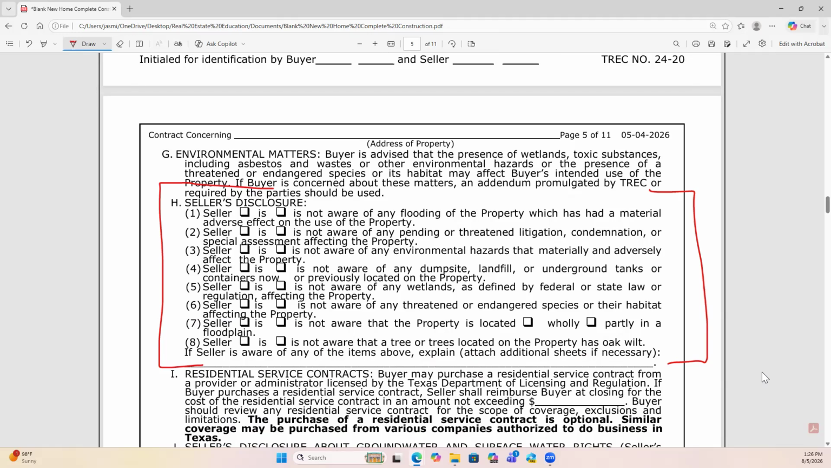Do you know if there's any flooding? Is this home in any type of flood zone? Is it in a flood plain? Is this by a dump site? Is there a landfill nearby? Underground tanks?